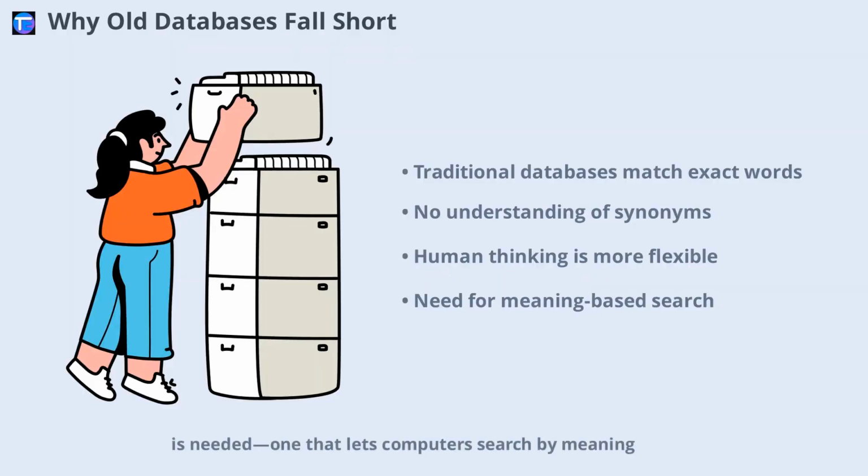This limitation is why a new approach is needed, one that lets computers search by meaning, not just by matching words. Enter vector databases, designed to bridge this gap and make search feel more human.